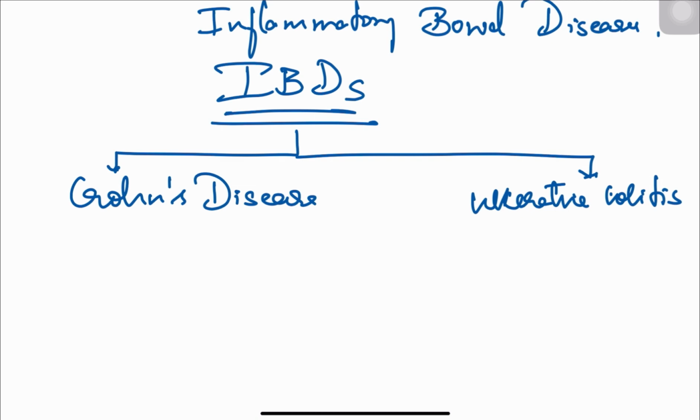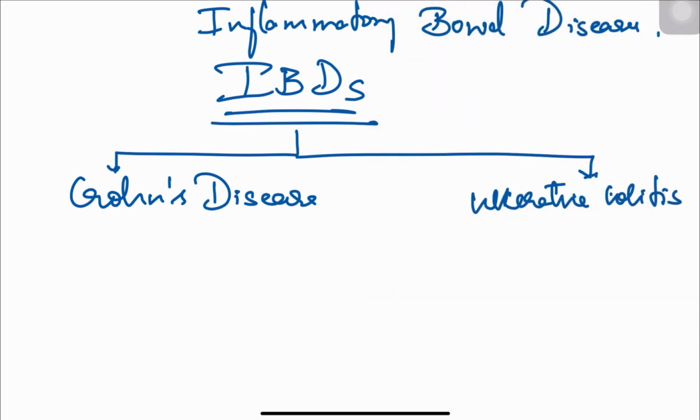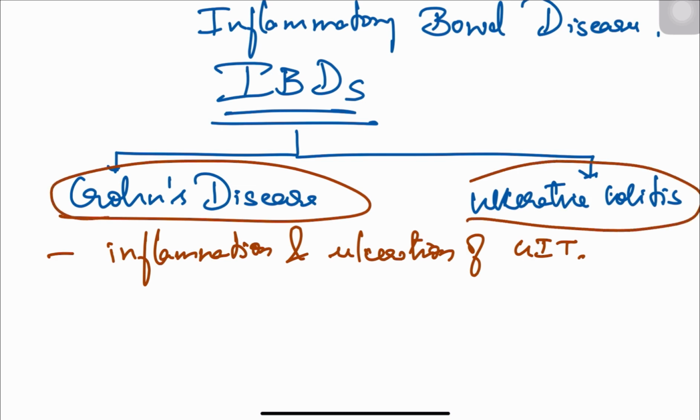So, what is inflammatory bowel disease? It is a group of disorders characterized by inflammation and ulceration of the GIT, and the two main forms include Crohn's disease and ulcerative colitis.